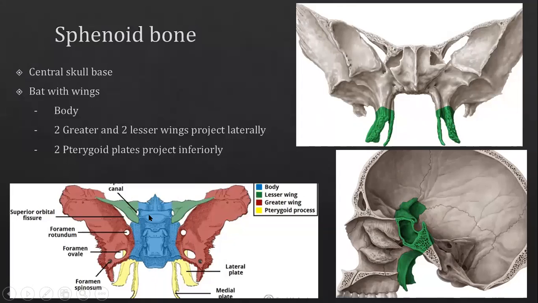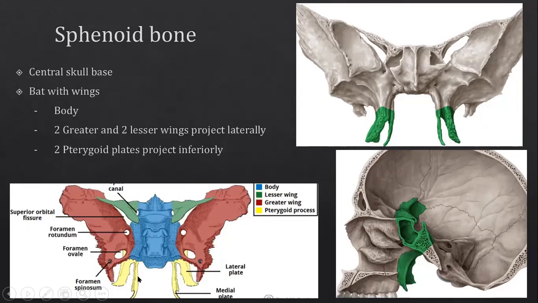If you look at the anatomy, it's got this appearance of a bird. People call it a bat with a wing opened up. So if you have got the body of the bat, and then you have got the wings of the bat. We have talked about this earlier on. We have got the greater wing of the sphenoid, the lesser wing of the sphenoid, and the main body.